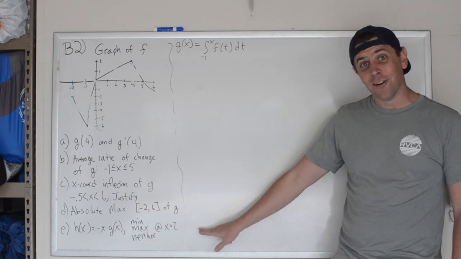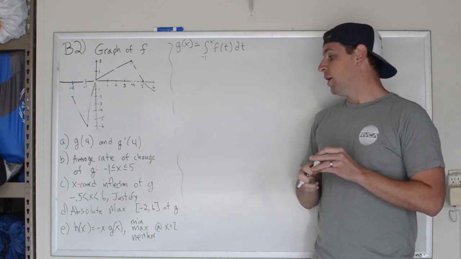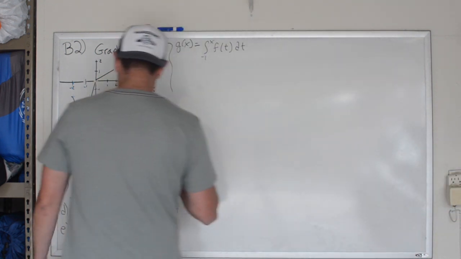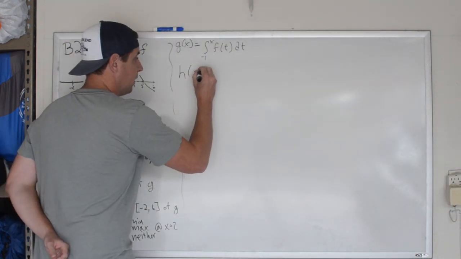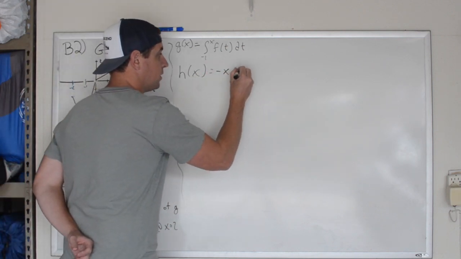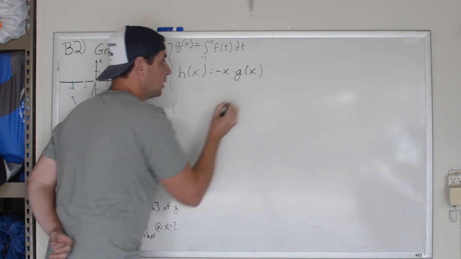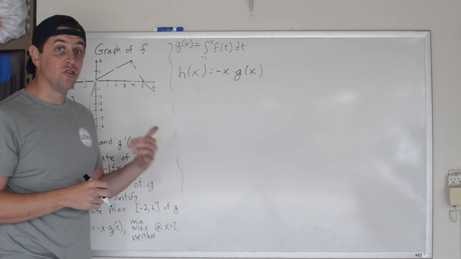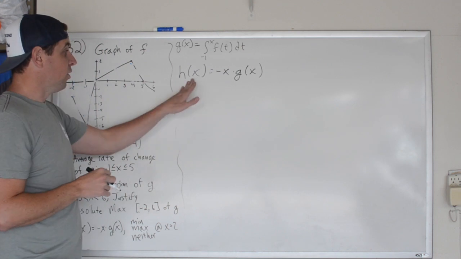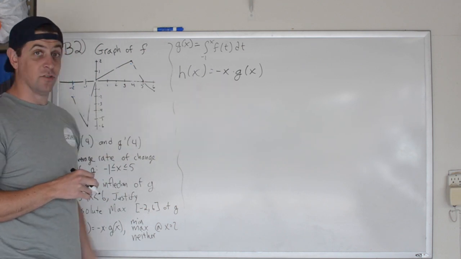On to part E, our last and final part of this problem. On part E, they give us a brand new function. They tell me that h of x is equal to negative x times g of x. So as if f of x and g of x were not enough already, they give me a brand new function, and they define it to be negative x times g of x.